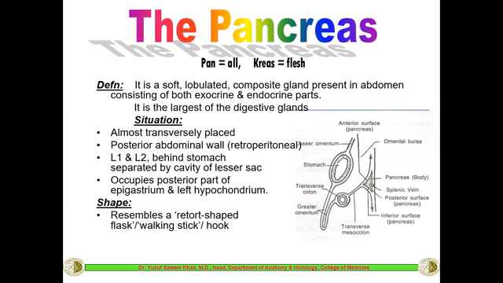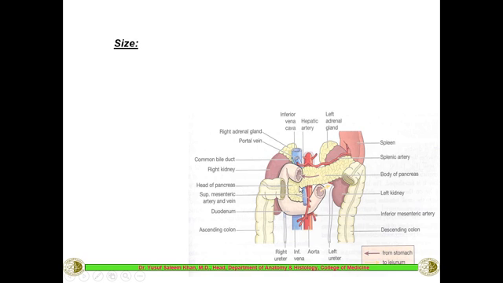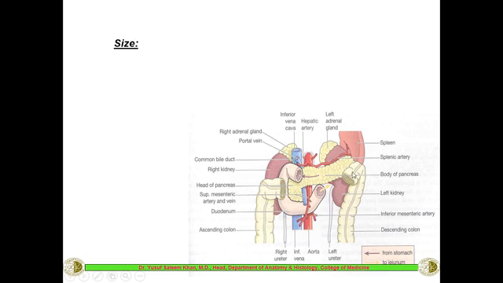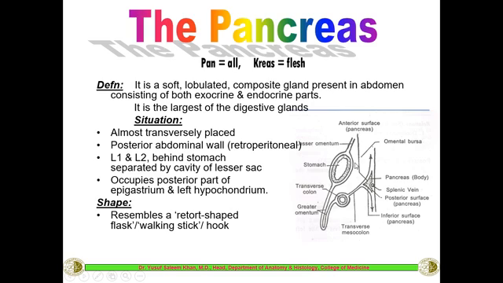If you trace it from the front, as you know, the abdomen is divided into nine regions, and this will occupy especially the epigastrium as well as the left hypochondrium. It goes beyond to the left hypochondrium. As you can see in this picture, it is going much more on the left side, so it occupies almost the left hypochondrium. As I said, it is transversely placed and not exactly horizontal, slightly oblique, with the tail going much higher compared to the head and neck part. So it is slightly oblique also.